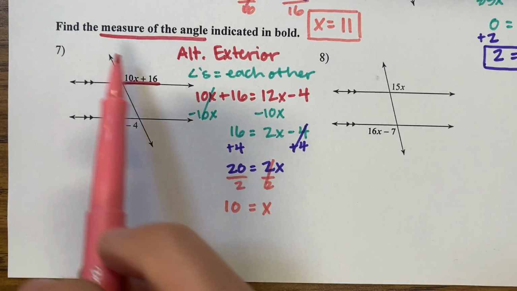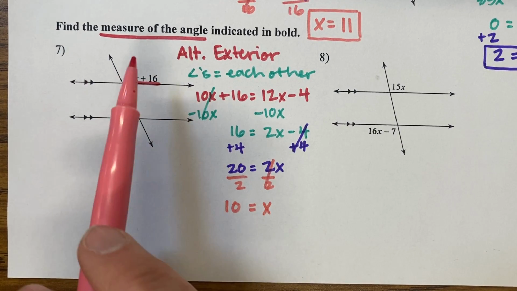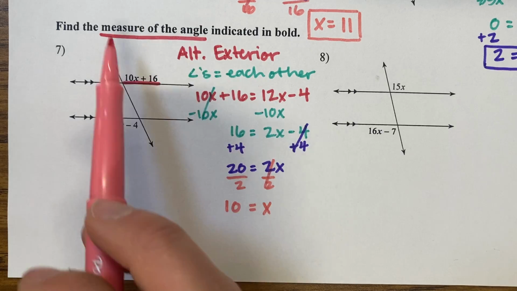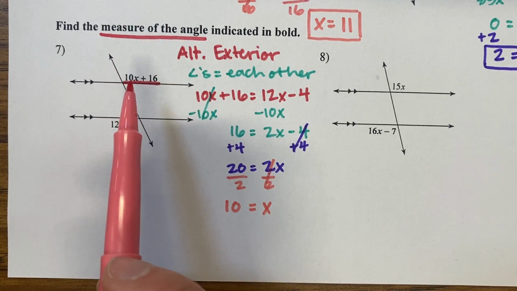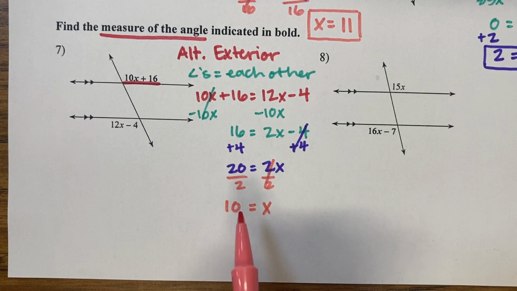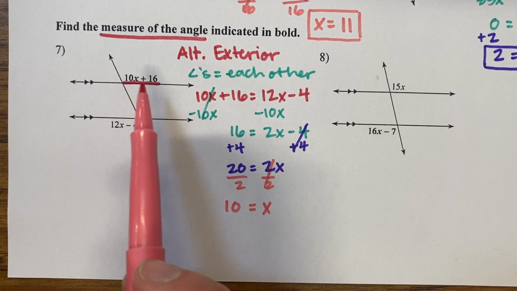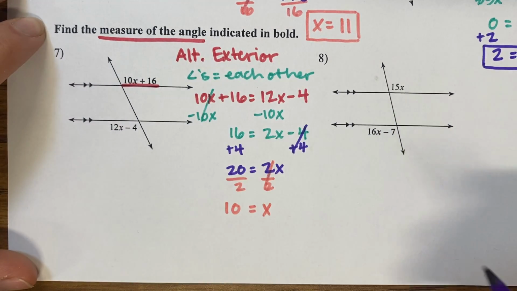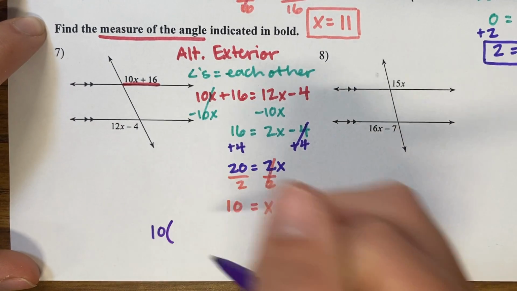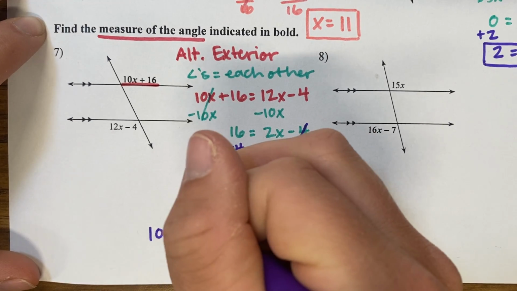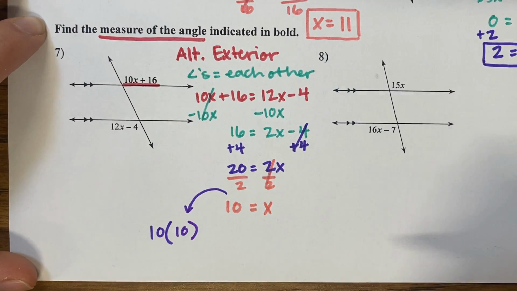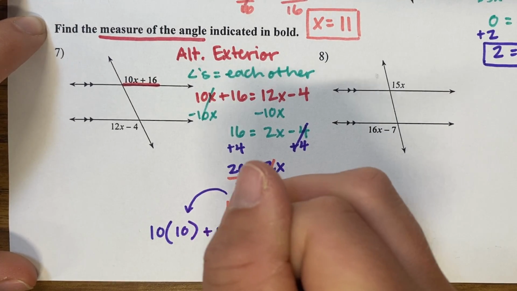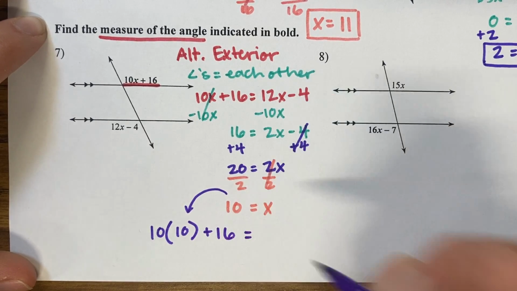But did it ask us to solve for 10 or solve for x? Are we done? No, it's asking us to find the measure of the angle. So we have to take the x that we found and plug it in where we see that x in the angle that it wants. So now I have 10 times my x. Well, we found that x is 10, so we plug that in, and plus 16.